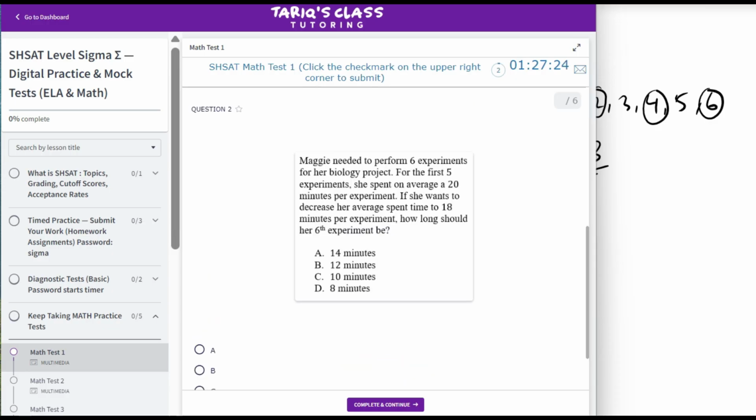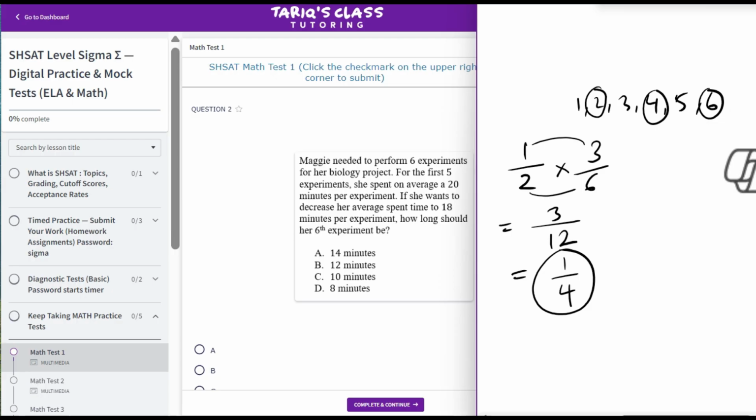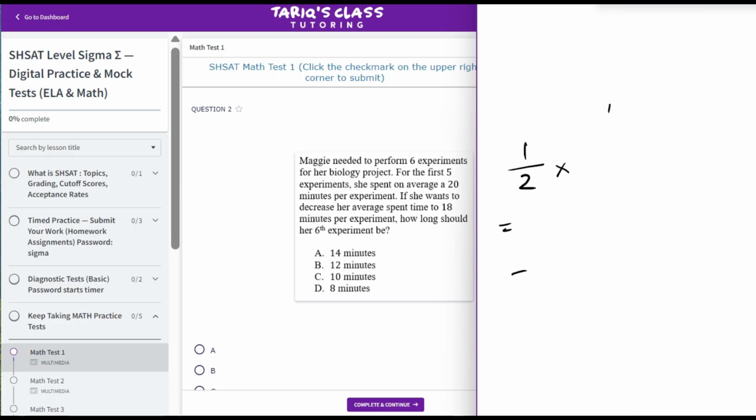So this is our question number 2. As you know, the timer is running out, so we're going to have to be faster. So Maggie needed to perform 6 experiments for her biology projects. For the first 5 experiments, she spent an average of 20 minutes per experiment. So 5 experiments, each 20 minutes, the 20 is the average. So that's a total of 100 minutes worth of work.